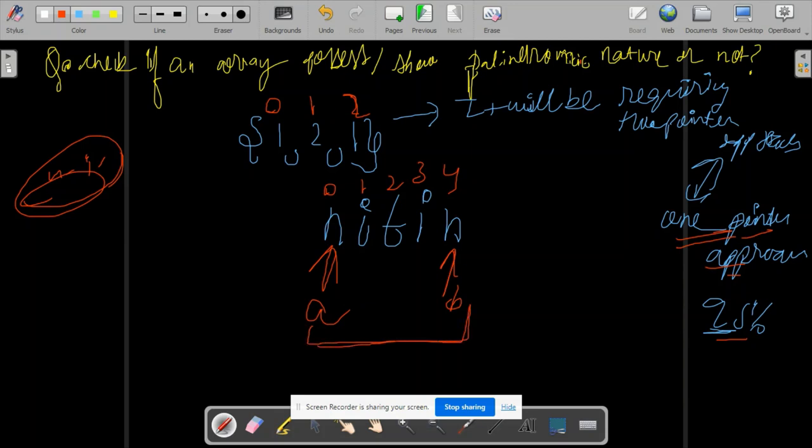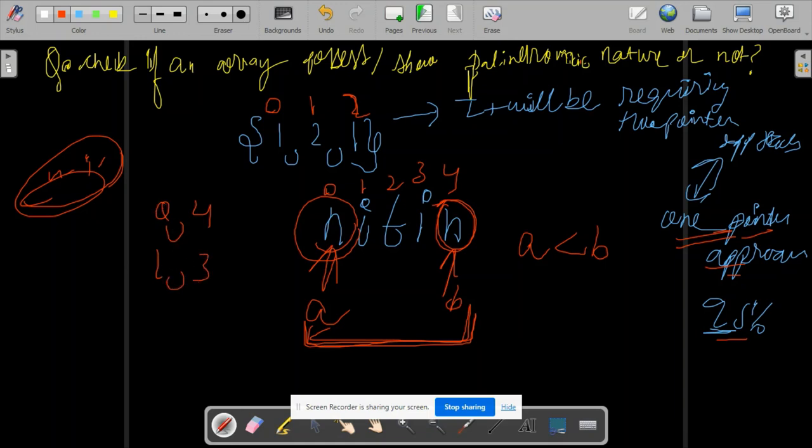Up to where will the condition run? Up to where will you check? You will go up to a equals b. Because what will you actually do in this question? You will check if this n matches with this n. Earlier you were swapping 0 and 4, 1 and 3. But now you have to check if the value at the 0th index is the same as the 4th index.